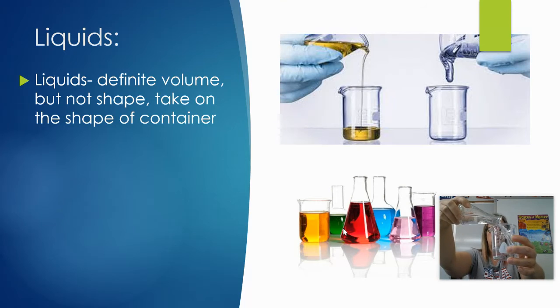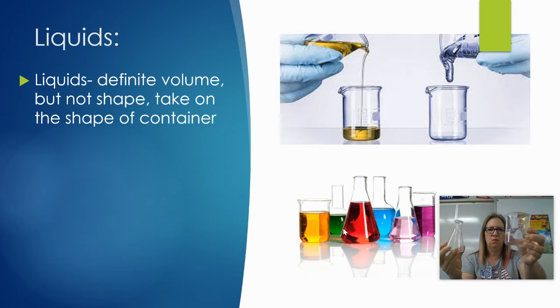So if I pour this water in here, you can see now that the water has a completely different shape than it did when it was in this container. Okay? So liquids take on the shape of the container they're in, but they still take up the same amount of space. So the volume does not change regardless of the shape of the container.